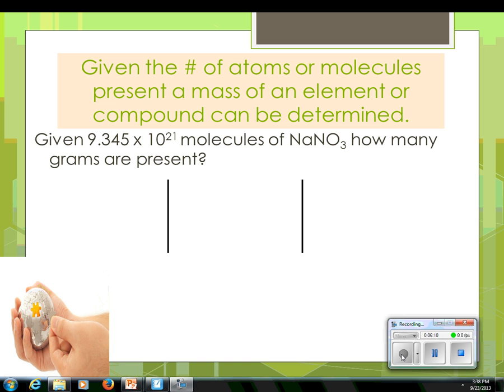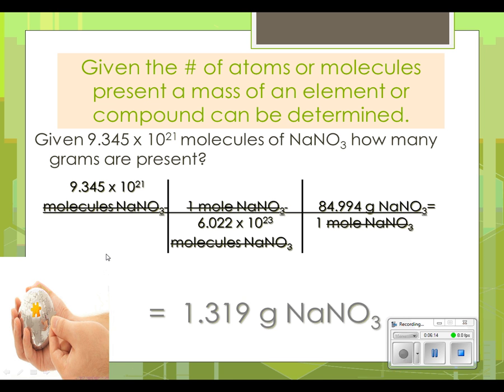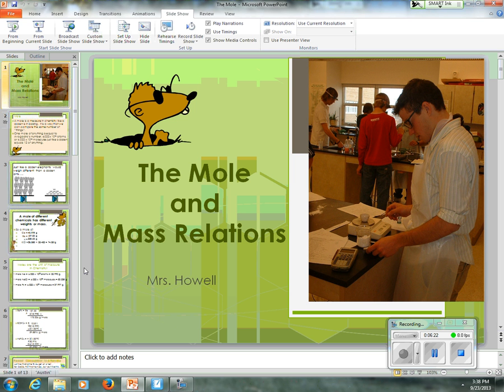Okay, we're back. How'd you do? Let's see. Were you able to get 1.319 grams of sodium nitrate? If you were, great, good job. Going forward, and that's the end. So hopefully you'll be able to go back and forth using that mole map. We're going to be doing problems in class, so we'll see you in class.